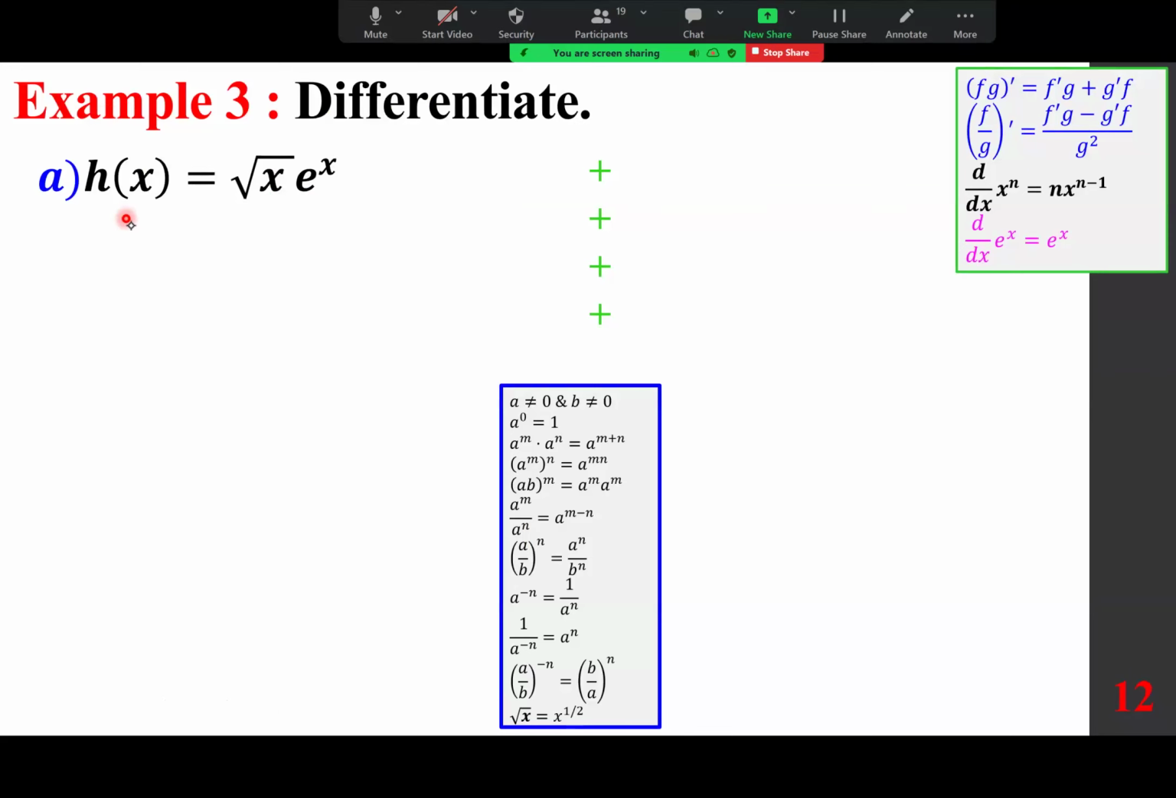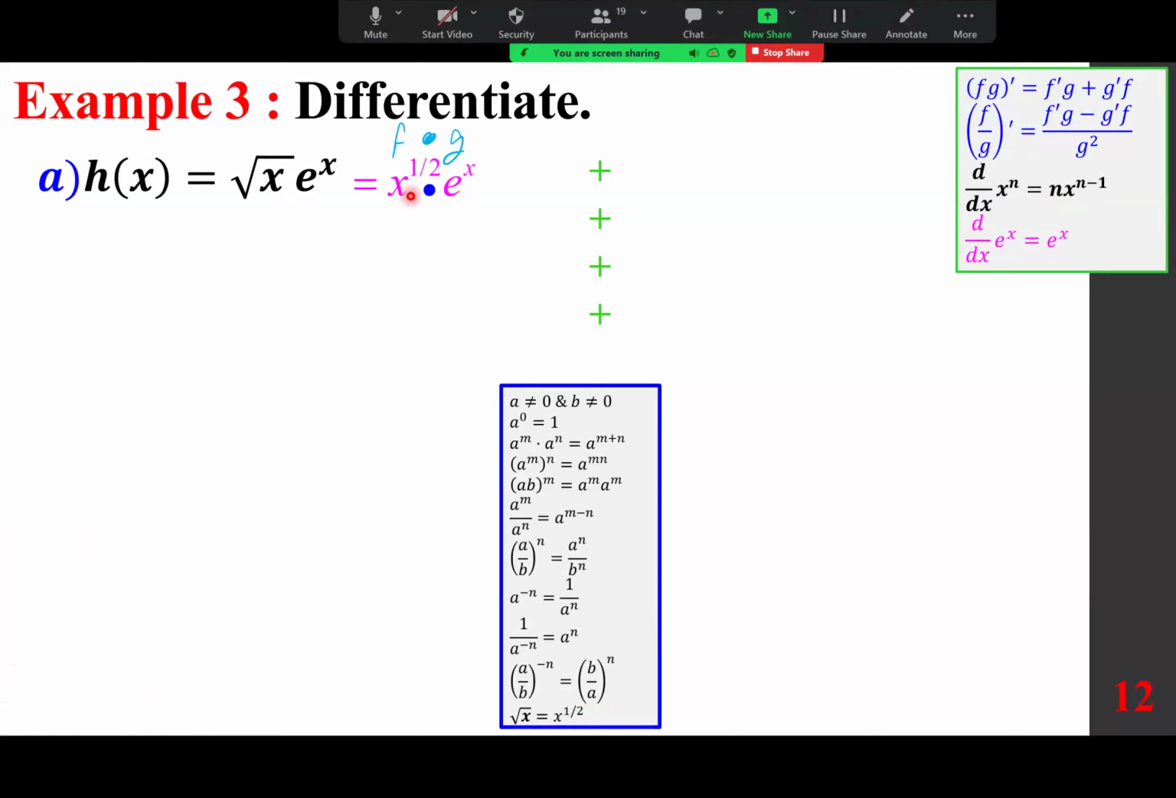All right, we're going to continue. h of x is square root of x times e to the power of x. To differentiate this, first and foremost, square root of x, as you recall, is x to the power of 1/2. And we put it in that format so we can use the power rule. And I put a raised dot in between to remind everybody this is going to use the product rule. F, G. So we are going to follow that.